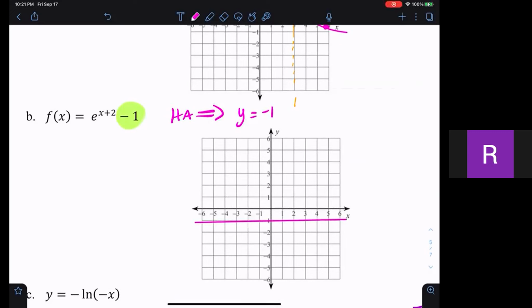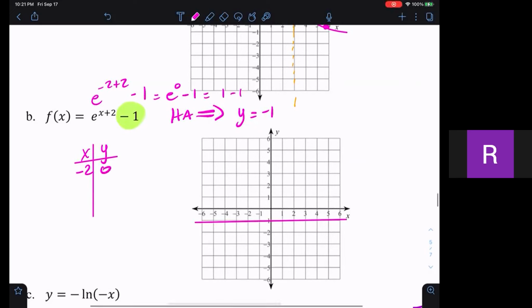Okay. And I need to find the values for that. So x and y, or f of x. So when x equals -2, this is going to be e to the -2 plus 2. That's going to be e to the 0, right? And minus 1. Any number to the 0 is always 1. 1 minus 1 is 0. So that's going to be 0.